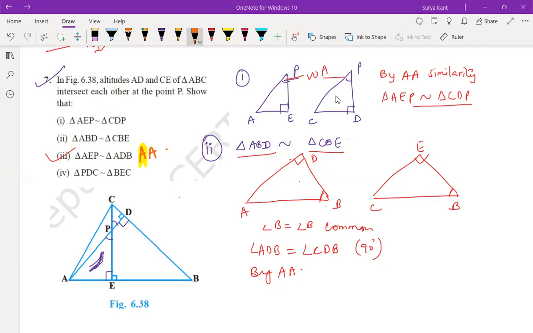Sir, all of them are same of the AA criterion, sir. Last here in the fourth one, C is common. PDC and BEC, and 90 degrees. Angle C is common and 90 degree, correct. This is also AA. All the exercise of AA, or what? This whole exercise of AA only? I don't know, sir. Yeah, they might have given in that way.